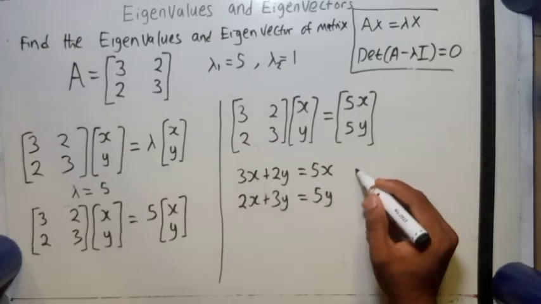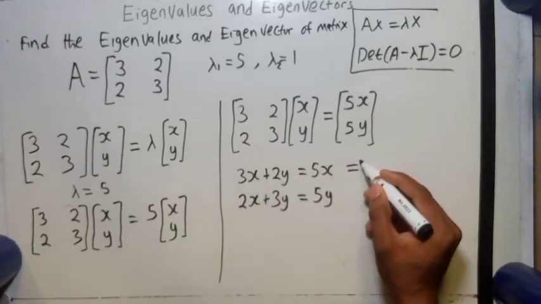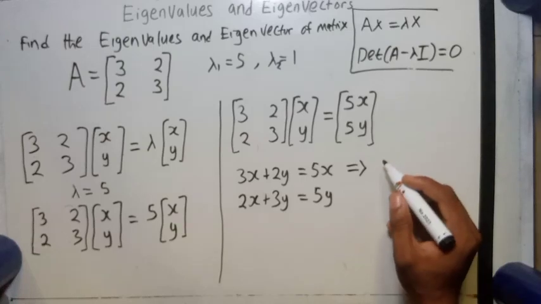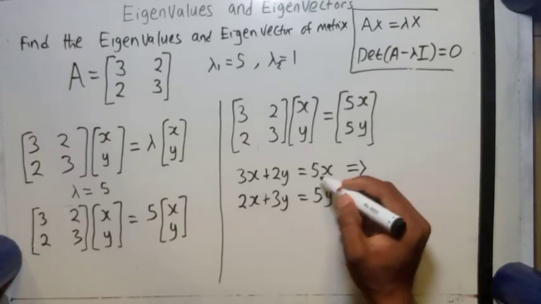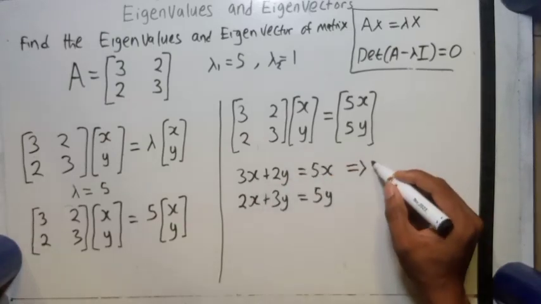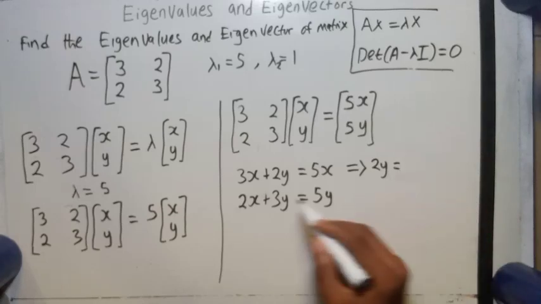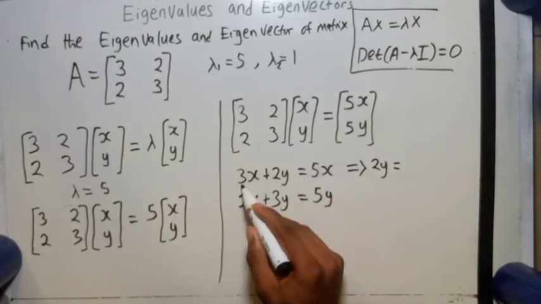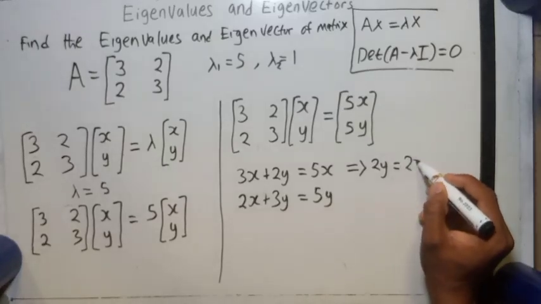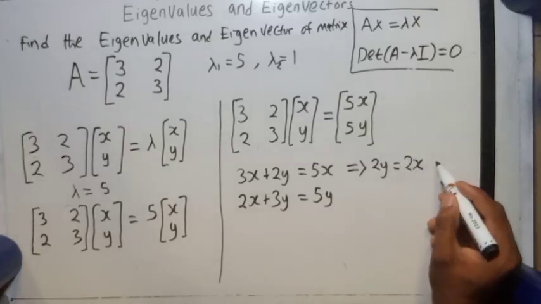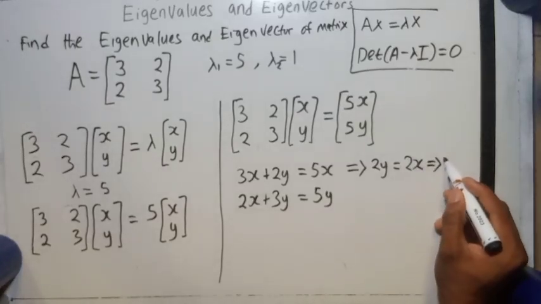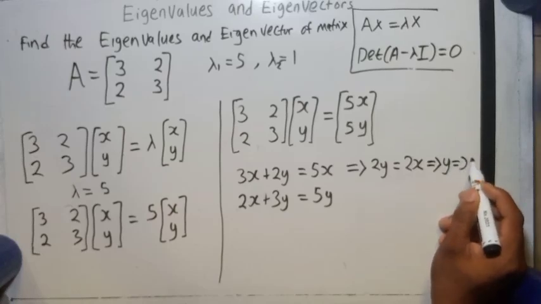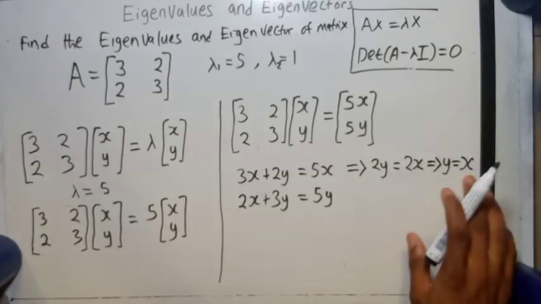Now from here we can go further to simplify. Bringing our 3x over here, we have 2y is equal to, when your 3 comes over, it becomes minus, so 5 minus 3, we're going to be having 2x. So we can also go further to say that your y is equal to x, when you divide both sides by 2.